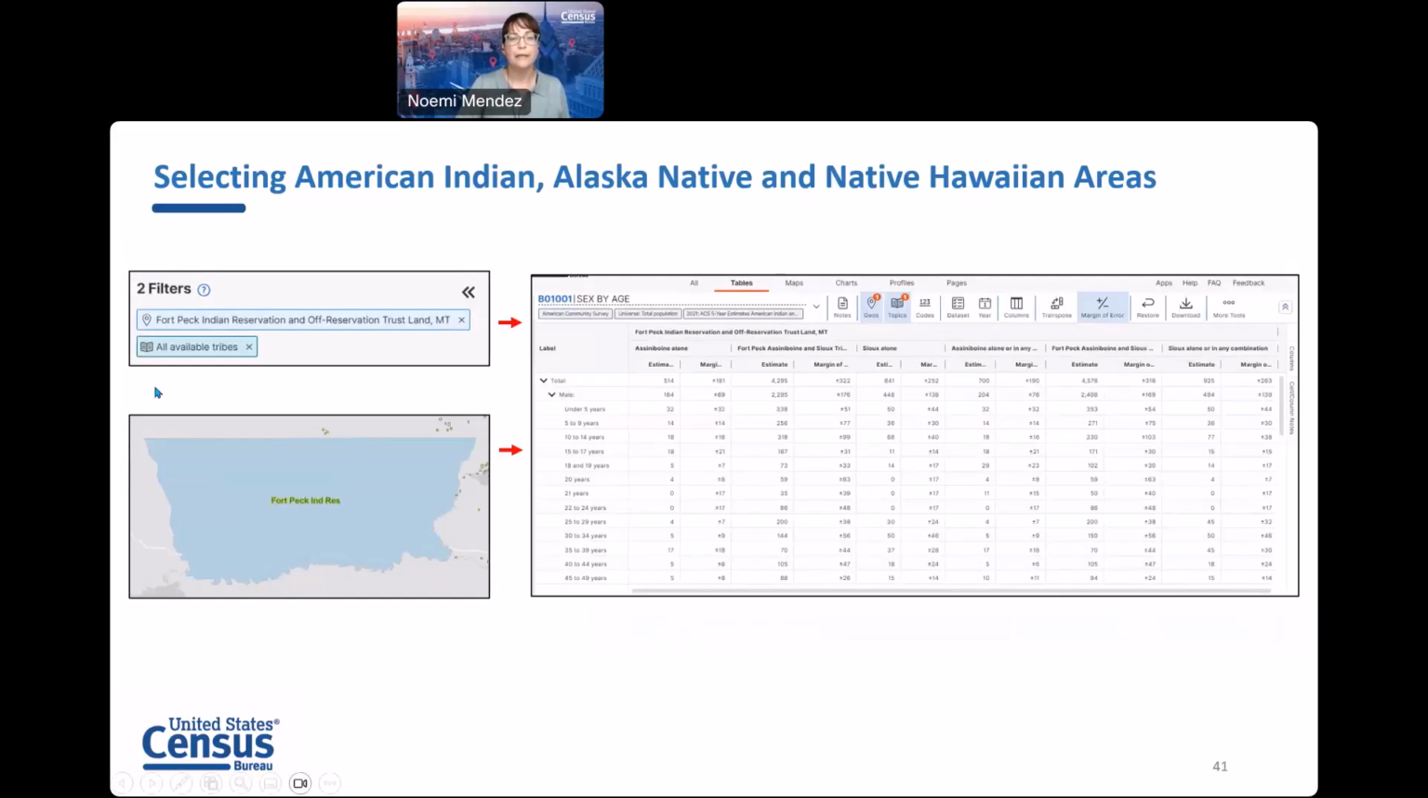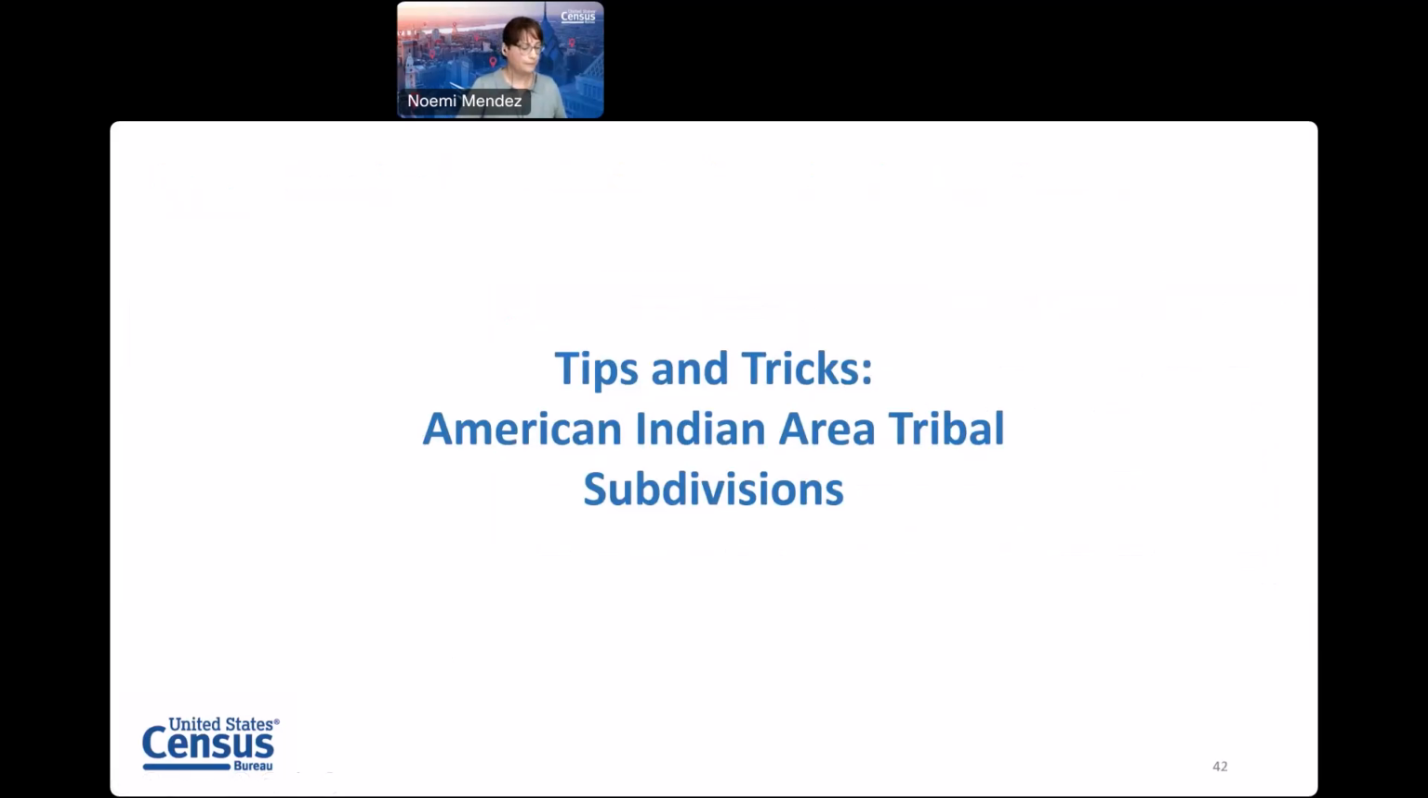Very similar for selecting, let's say we want to do Fort Peck Indian Reservation and off-reservation trust land in Montana. But in this instance, I want to look at all available tribes. You can go ahead and use this table as well. American Indian Area tribal subdivisions.